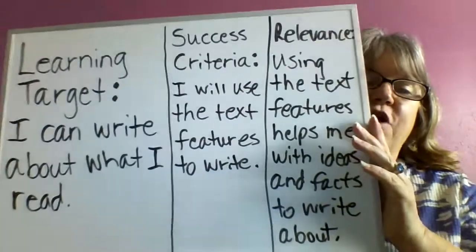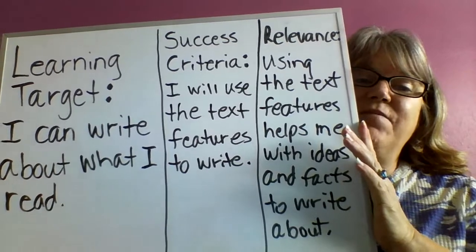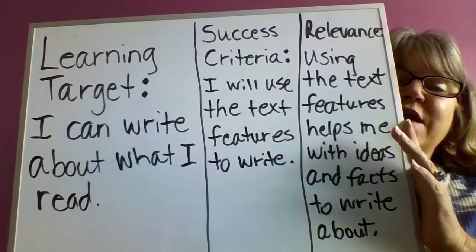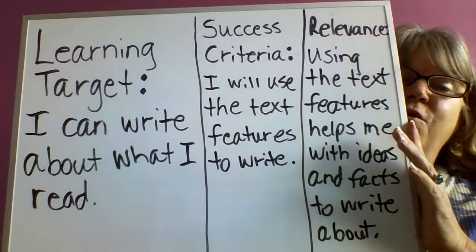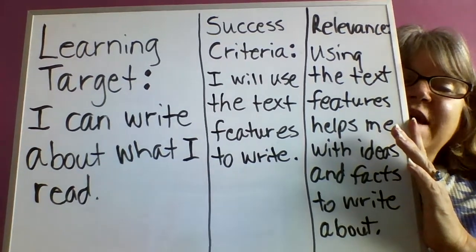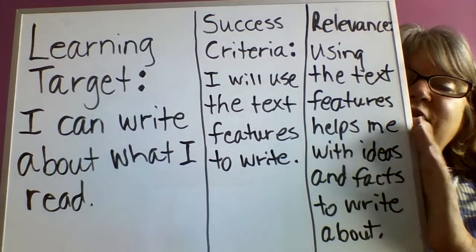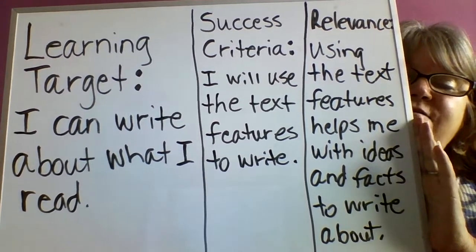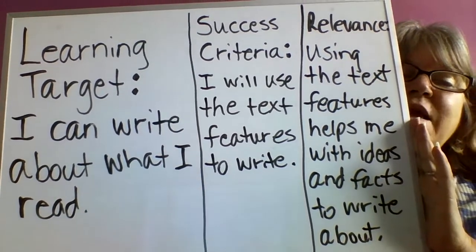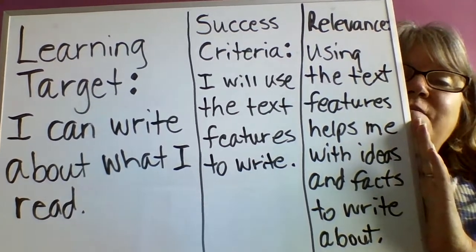So our learning target or objective today is I can write about what I read. Our success criteria, which is what we need to be able to do to be successful, is I will use the text features to write. And the relevance or importance of this lesson is that using the text features helps me with ideas and facts to write about. So we're going to focus on I can write about what I read.